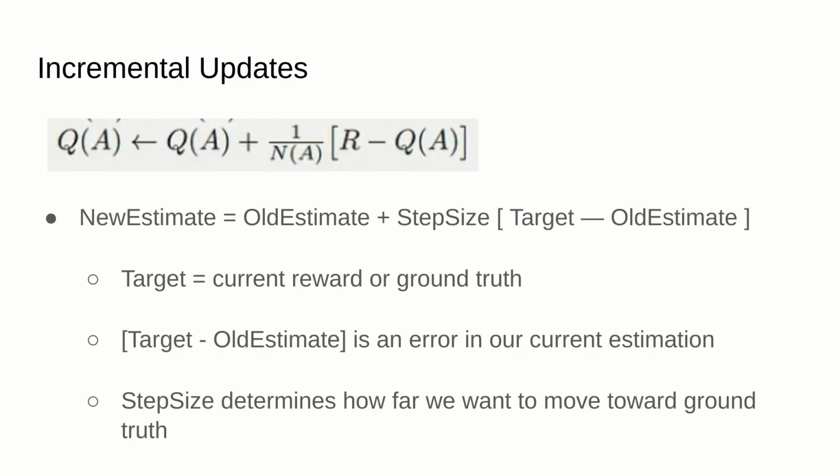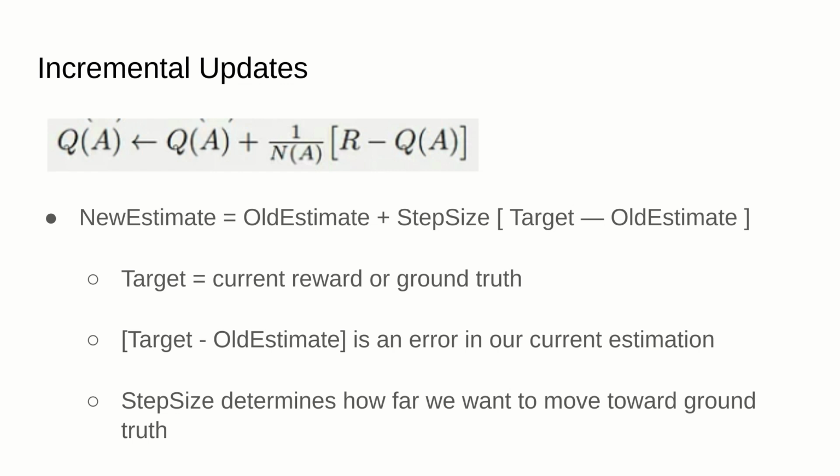The incremental update algorithm can more generally be thought of as being in the form: new estimate is equal to old estimate plus step size times target minus old estimate. And it's important to understand this general form because a lot of the algorithms we're going to see in the future take a similar form. Remember that all we're trying to do is come up with an accurate estimate for how much reward a particular action will give us on average.